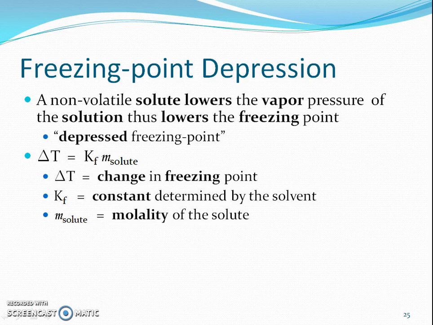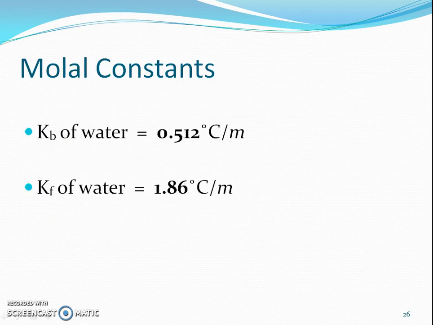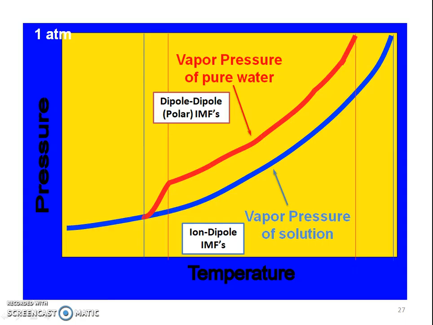So the solute lowers that vapor pressure of the solution, lowering the freezing point. So that's why it's called freezing point depression. It's depressing that freezing point. So again, you have a very similar equation, and we're going to take note of that again in a moment. Also, there are these molal constants. The Kb and Kf of water are these values, and again, you will see them or they will be given to you if you need to use them.